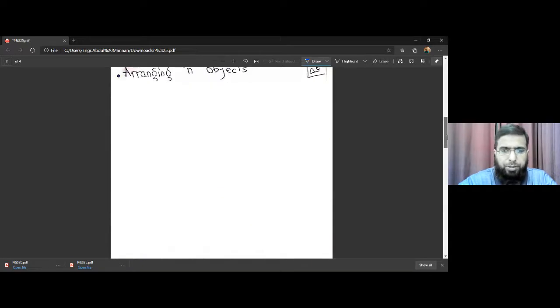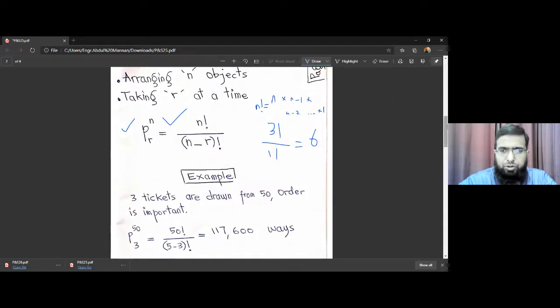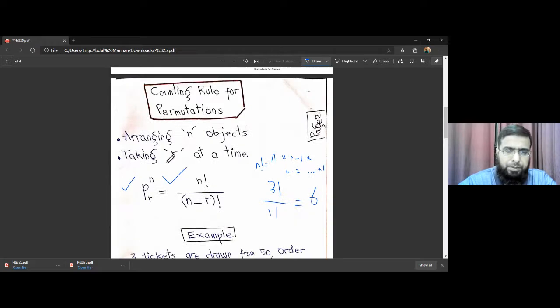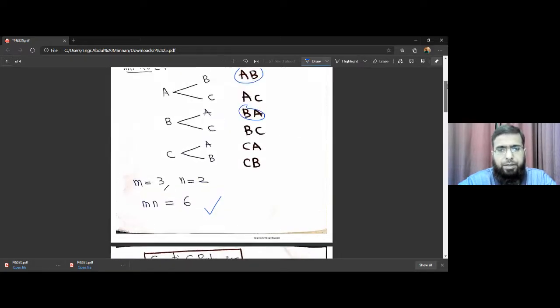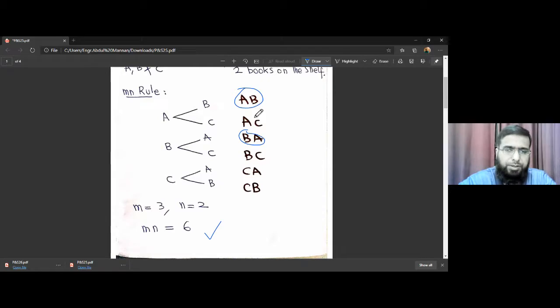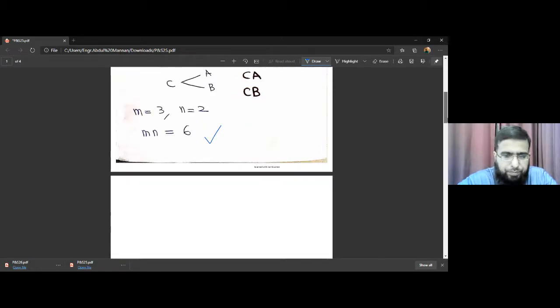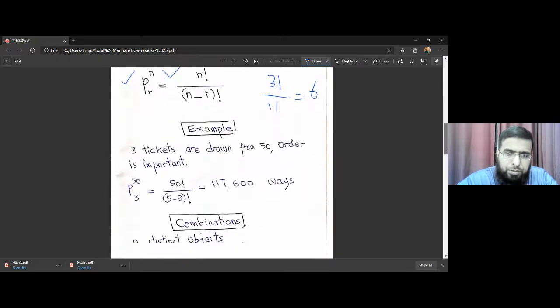So we can apply this formula any way we want, where we have to select r items out of n objects, r at a time from n objects, where order is important. AB is different from BA. Order is important. So I repeat, when the order is important.